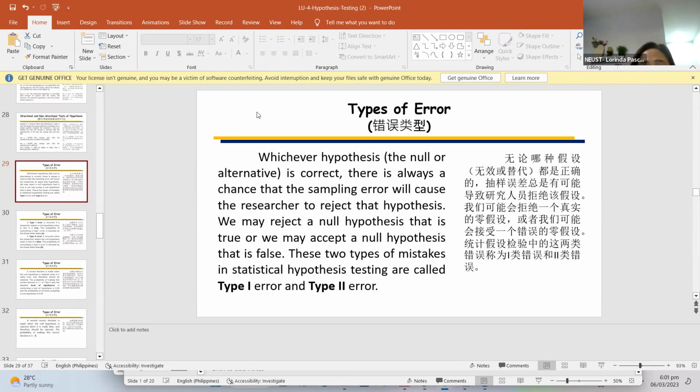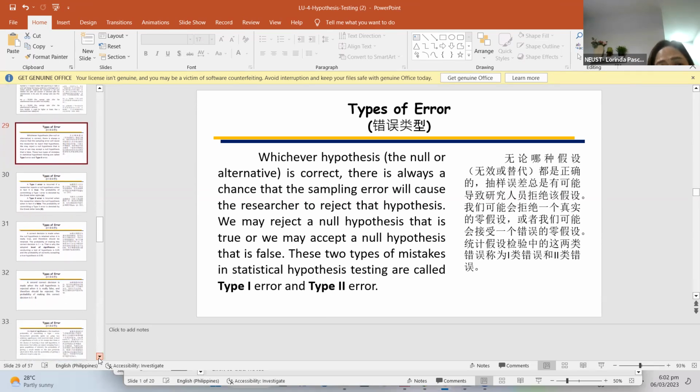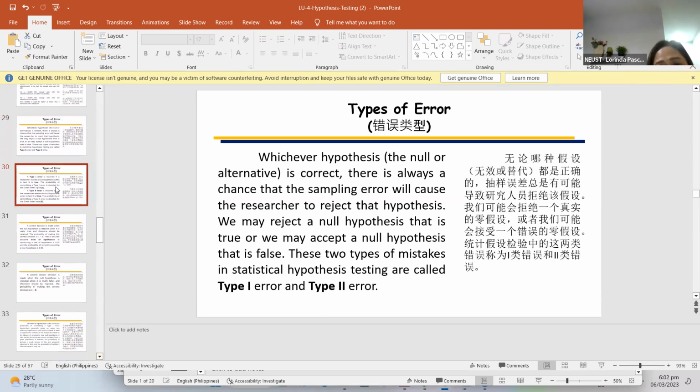So we may reject a null hypothesis that is true. Ni-reject mo yung null, nung pala tama pala yon. Or pwede mong i-accept yung null pero false naman pala. So meron tayong nako-commit na error because of that. These two types of mistakes in statistical hypothesis testing are called type 1 error and type 2 error. So tignan natin kung kailan ka nakapag-commit ng type 1 error at kailan ka nakapag-commit ng type 2 error.